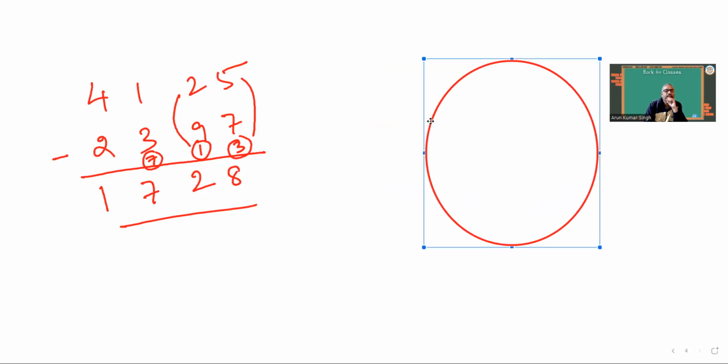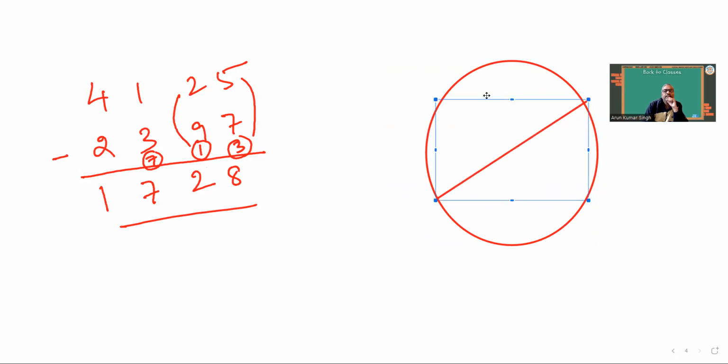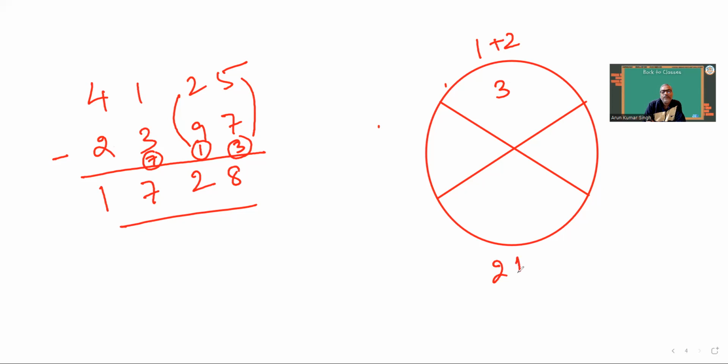So let's see here. So 4 plus 1, 5 plus 2, 7 plus 5, 12. So 12 is there. It means what? So 12 is 1 plus 2 is 3. And here you can see that 2 plus 3, 5, 5 plus 9 is 14, 14 plus 7 is 21. 21 means what? 21 means 3. So 3 minus 3 is 0.